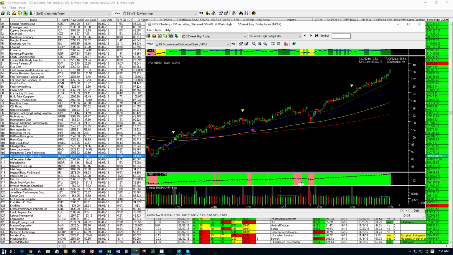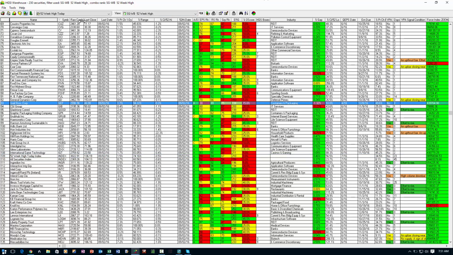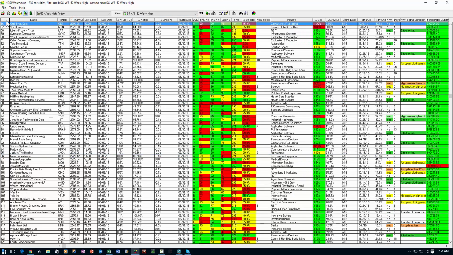I have my VPOC 1010 down here. These dark gray lines indicate when there was a VPA flag generated, and this is just accumulation up at the top. Okay, so let's get back here. I'm going to click on raw combo.